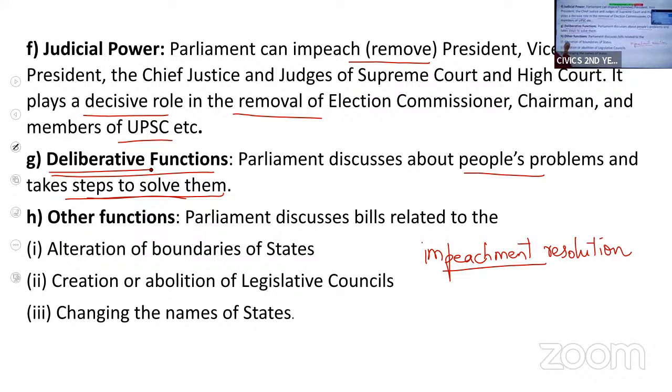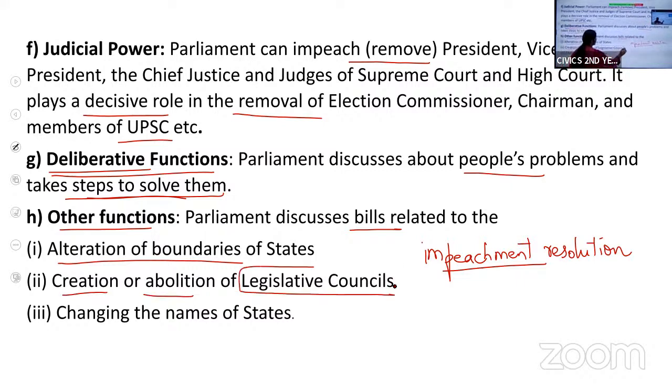The next is other functions. Other than money bill and budget, it also discusses bills related to the alterations of the boundaries of the states. If any state boundaries are to be altered, the bills are discussed in the parliament. Creation and abolition of legislative councils.